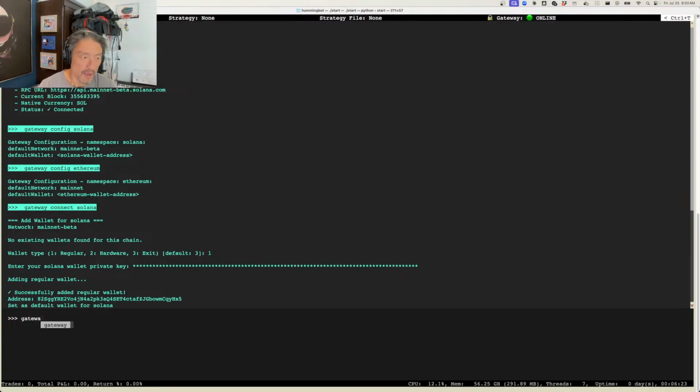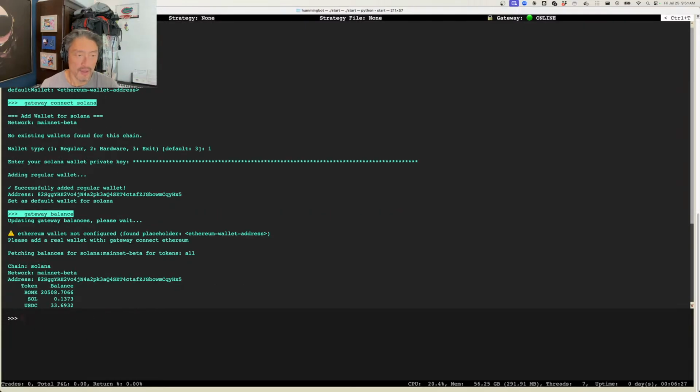So now when I run gateway balance, I'll see that I can fetch balances for Solana, and for Ethereum, it reminds me that I haven't added a wallet yet. But if I did add an Ethereum wallet, it would also fetch my balances for the default Ethereum network as well.